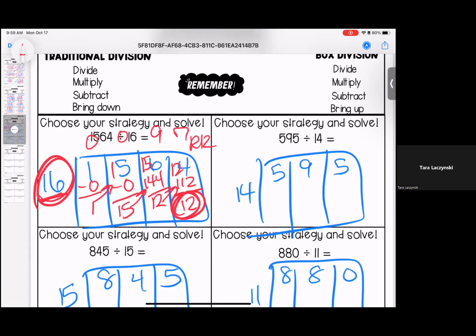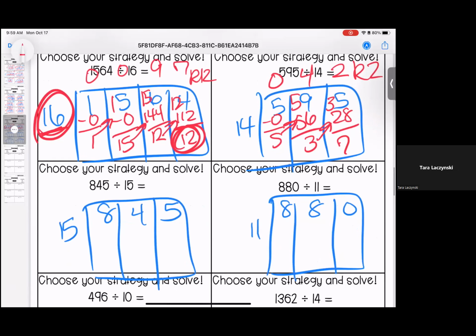595 divided by 14 is our next one. 14 does not go into 5, but it does go into 59 4 times. 4 times 14 is 56. That leaves me with 3, which I bring next door. Closest I can get is 2, which is 28. And when I subtract 35, take away 28, I'm left with 7. 42, remainder of 7 for that question.